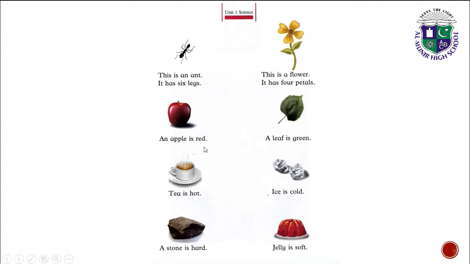An apple is red. A leaf is green. Tea is hot. Ice is cold. A stone is hard. Jelly is soft.